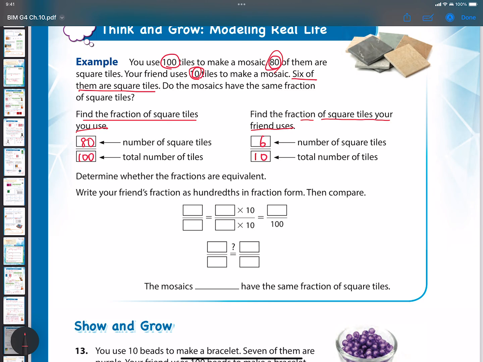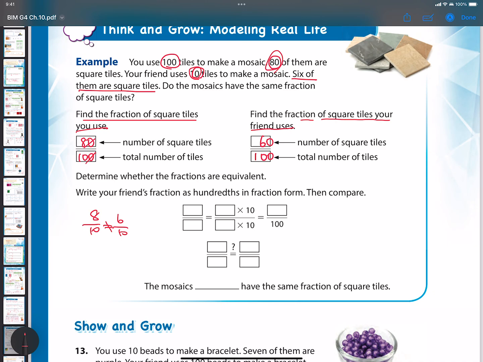So now determine whether the fractions are equivalent, okay? We know already when you erase the same amount of zeros or add the same amount of zeros, they're all equivalent fractions, right? So here 8 over 10 and 6 over 10, they are not equal. But anyway, let's move on.